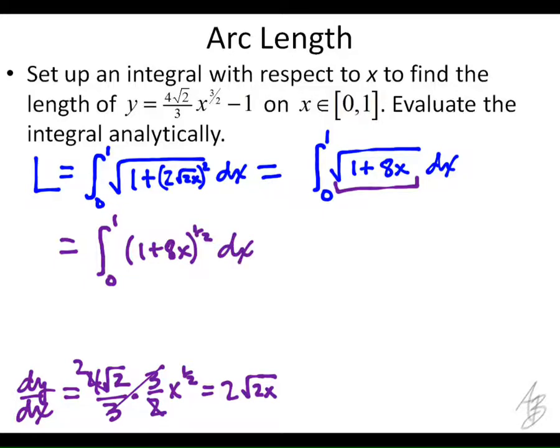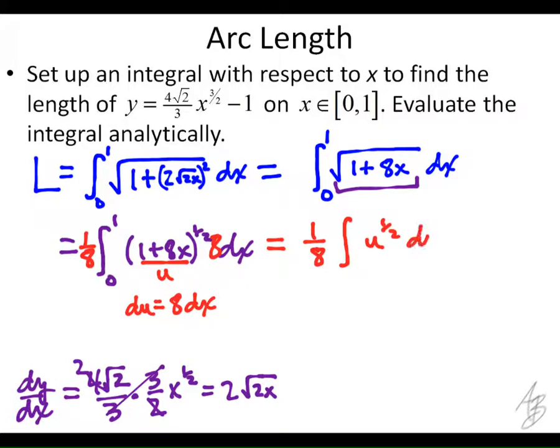And substitution would be a great idea here. I would let this inside part be u. So if u equals 1 plus 8x, then du is going to equal 8 dx. So I need the 8 here in front of the dx, which means I need a 1/8 out front. And so with my substitution, I'm going to have 1/8 of the integral of u to the 1 half with respect to u. And the only other thing I need to get here are limits.